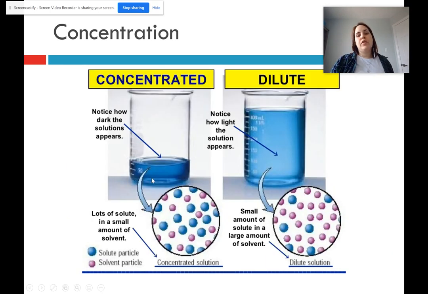So if we have something like, say this is blue Kool-Aid, or something like copper 2 sulfate, which has a color, when things are very concentrated, the solution's probably going to look very dark in color. So we can see here, there's lots of solute, which is the blue particles, for the same amount of solvent. Whereas something that's dilute, or weak, is going to have much less solute, these blue guys, for the same amount of solvent, and that's why we can see it looks lighter in color. So the same way, if you put the same amount of Kool-Aid in a smaller amount of liquid versus a bigger amount of liquid, you're going to be able to see the difference in the color, and that's going to be reflected in difference in the concentration.